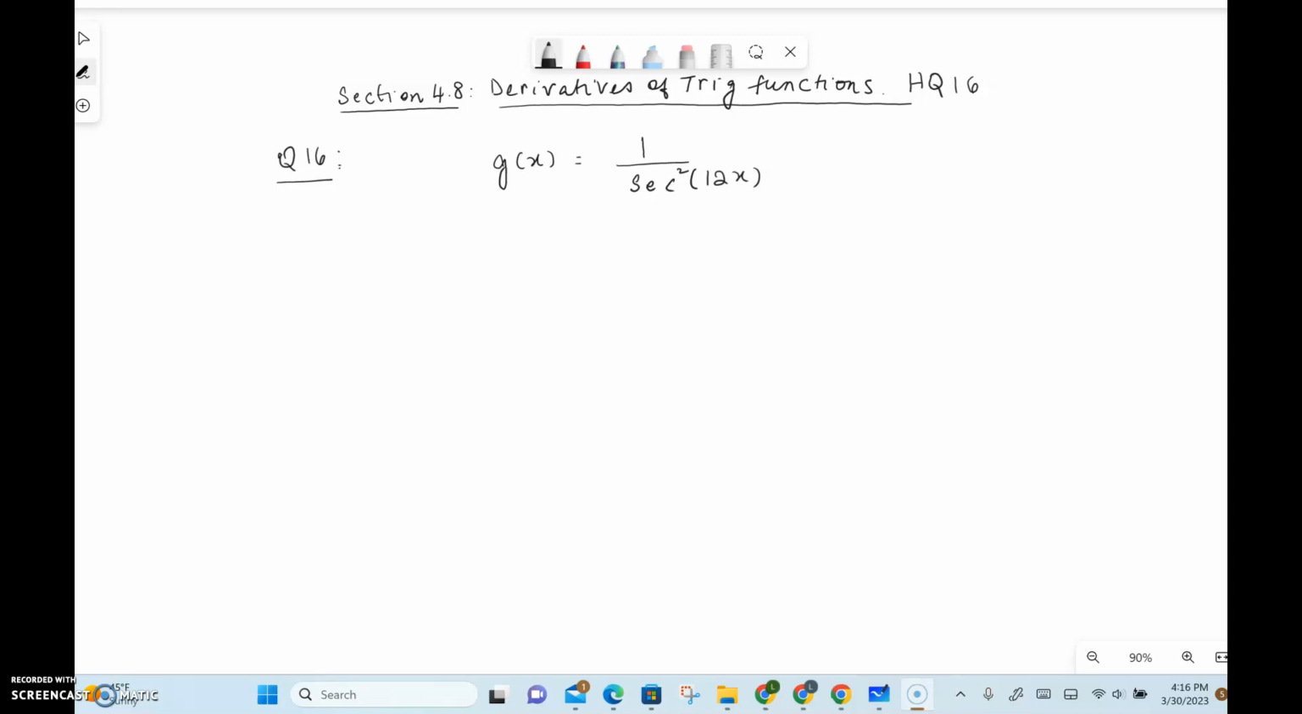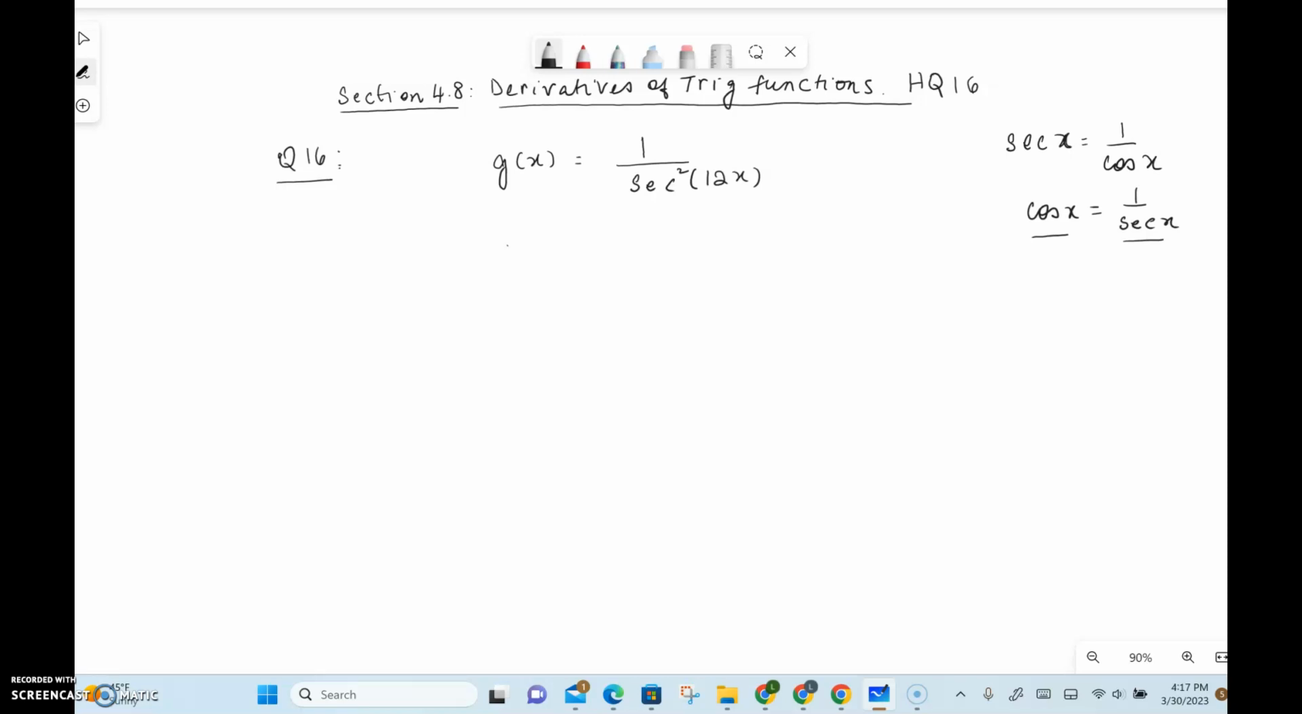So we're going to find the derivative of this trigonometric function. Remember the definition of secant of x. It's equal to 1 over cosine of x. So cosine of x would be the reciprocal of secant of x. Just like secant of x is the reciprocal of cosine of x, the same is true for cosine of x. It's the reciprocal of secant of x.